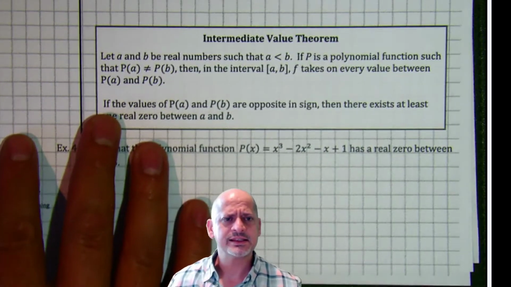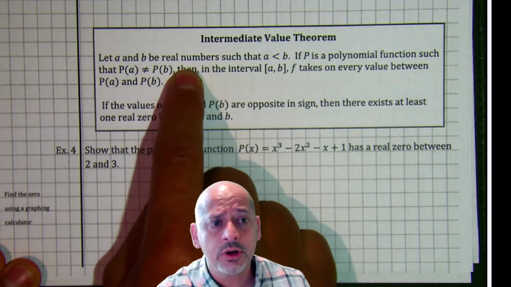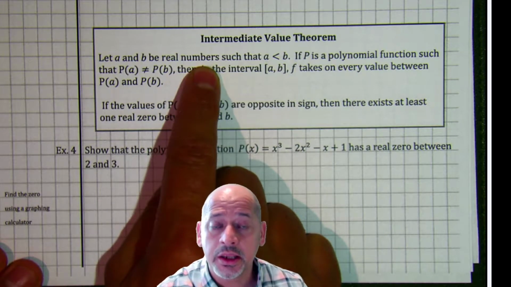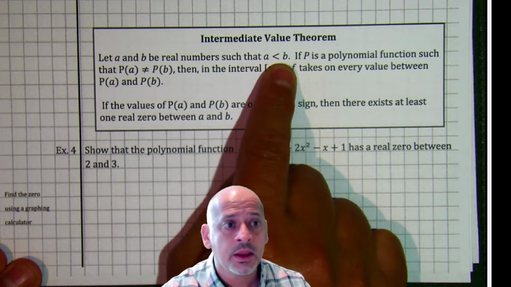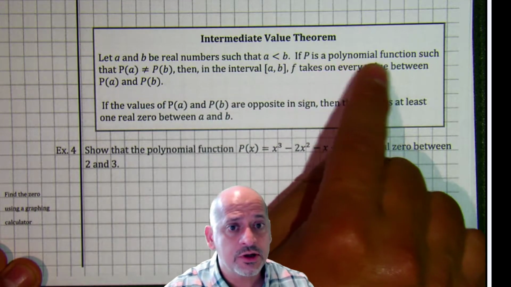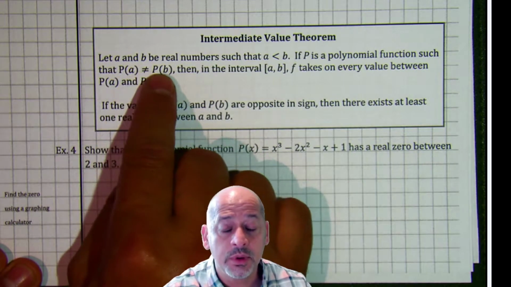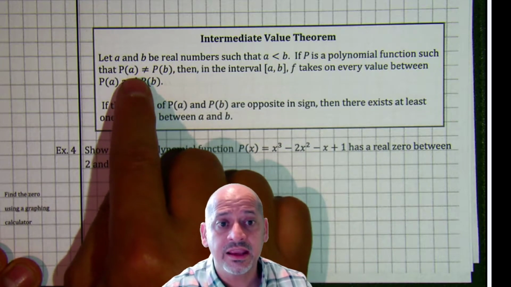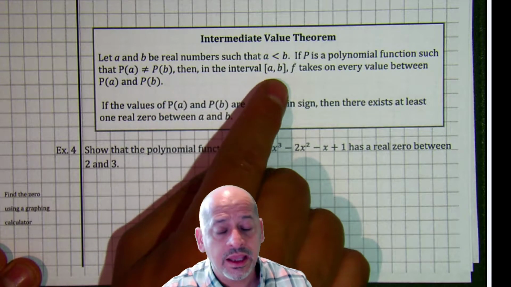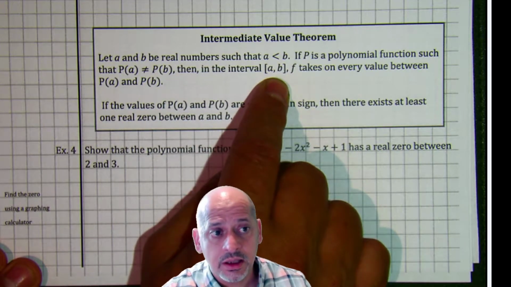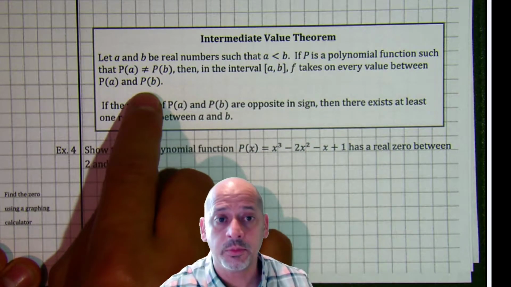So in this case, it says let A and B be real numbers, so they cannot be imaginary, they cannot be complex, such that A is less than B. If P is a polynomial function such that P of A is not equal to P of B, therefore whenever you plug in the A and the B, they're not going to be the same value. Then in the interval A, B, including the values of A and B, F takes on every value between P of A and P of B.